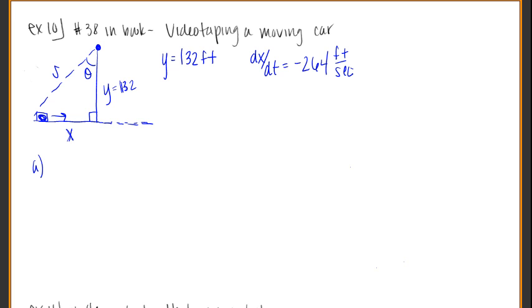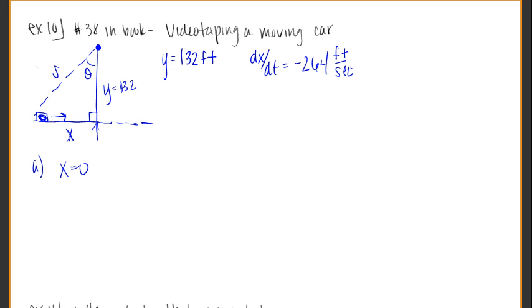So in part A, what they want us to do is find how fast your camera angle is changing when the car is right in front of you. Then part B will be half a second later. Well, if the car is right in front of us, it's technically sitting right there, so we can consider that at that point X equals 0, because there's no distance between the car and being right in front of us on that Y-axis.